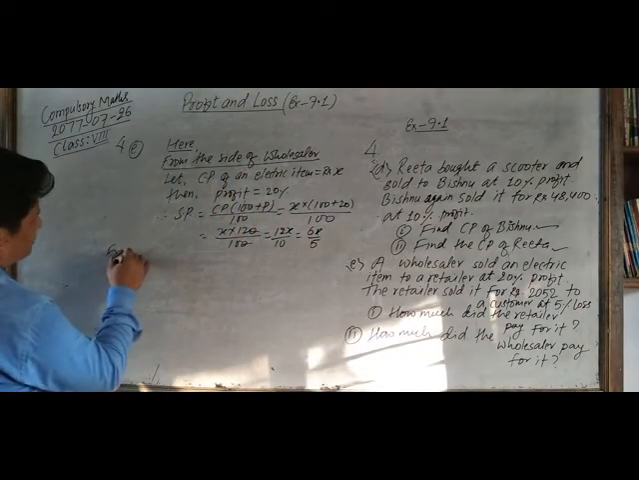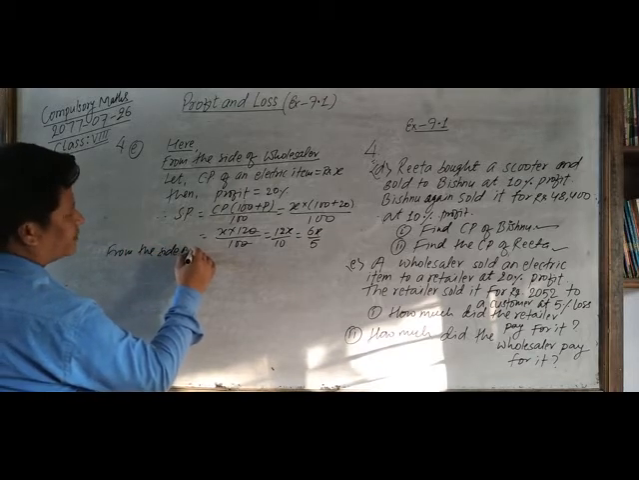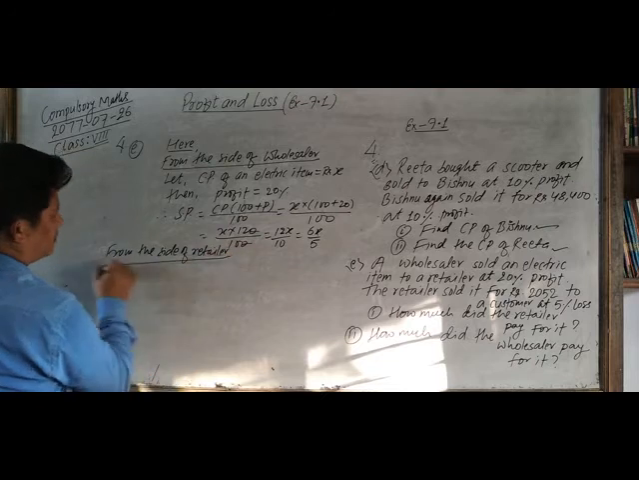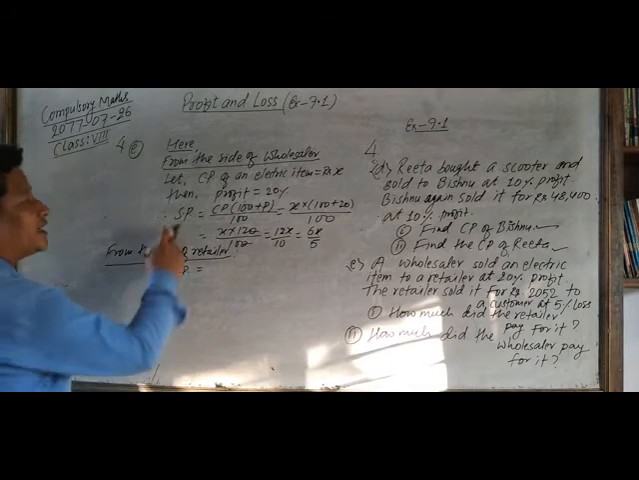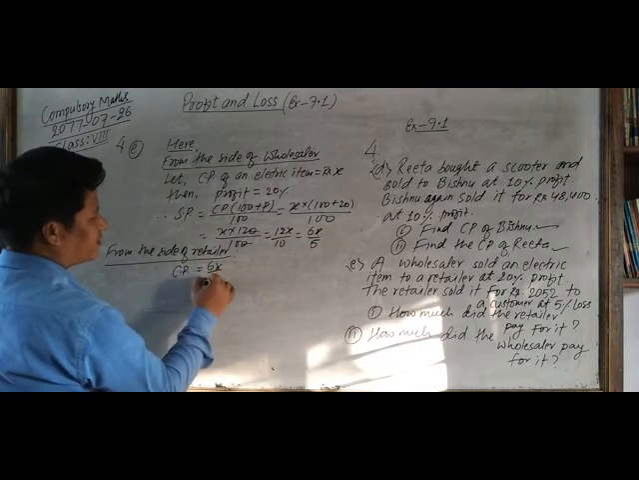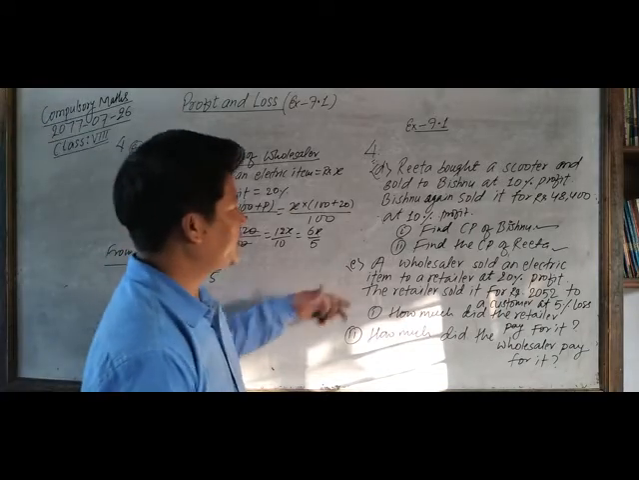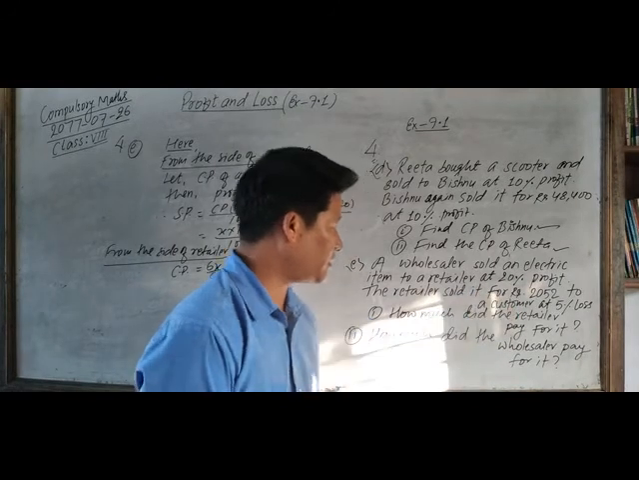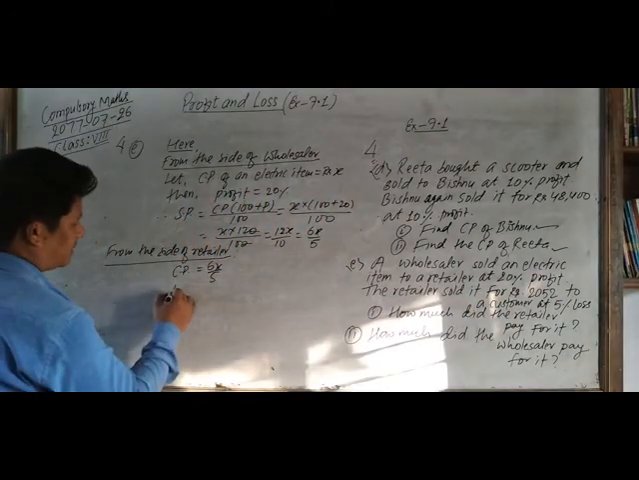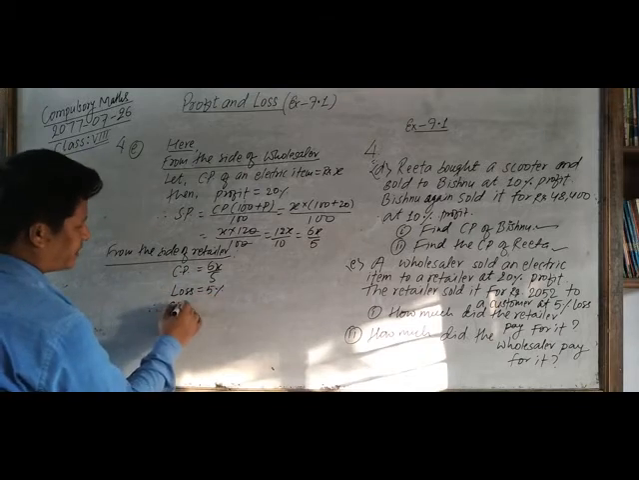Okay, now from the side of the retailer, the cost price of the retailer is the selling price of the wholesaler. So 6X by 5 is the cost price for the retailer, which is the selling price for the wholesaler. You have to understand, same as question number 4D. And again, the retailer sold the same article to the customer at 5% loss. Loss is given here, that is 5%. Therefore we can find the selling price.